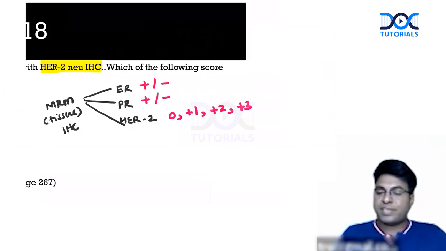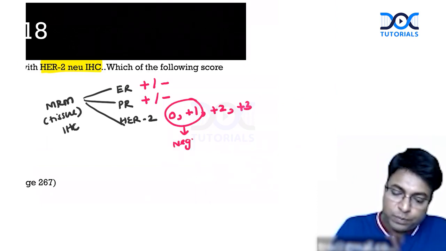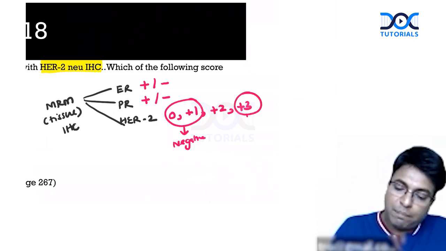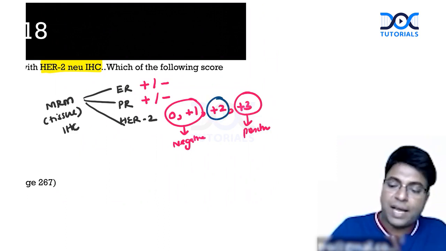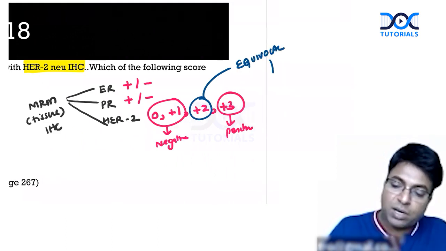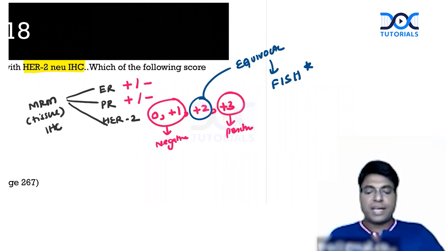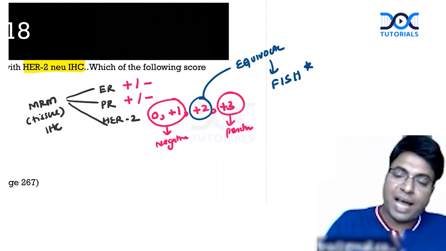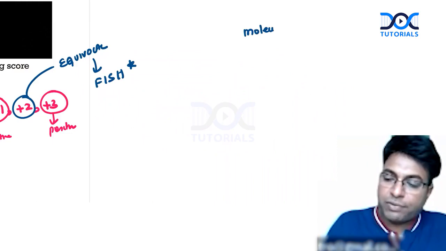So what is positive and what is negative? 0 and +1 are negative for HER2. +3 is positive for HER2. Therefore, +2 is doubtful, so I will say it is equivocal. These cases are confirmed by fluorescent in situ hybridization. So FISH is indicated for +2 cases. With the help of this immunohistochemistry, we have a classification known as the molecular classification of cancer breast.